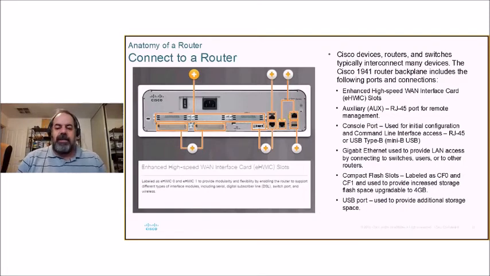And then we'll also have some other ports built in. There's an auxiliary port here. You can plug a modem into it and do remote management through it. There's the console port, which is normally where we use a console cable to do our initial config. And then there are gigabit ports that we use for your local area network connections, and you actually do have compact flash slots, so you can have extra storage on the router. And there are USB ports here that you can use to add a bit of storage, or you can transfer files into or out of the router.